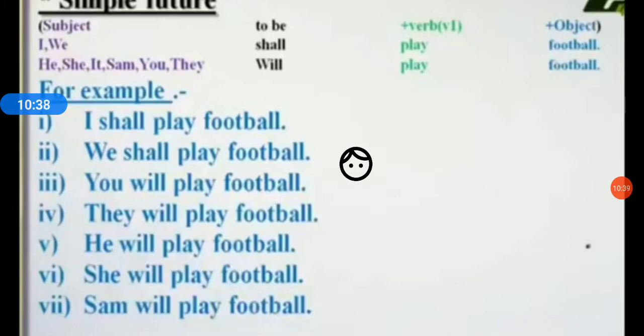Now, see these first two examples, children. I have used shall in these two examples with subject I and with subject we. So, we use shall with I and we. In spoken English, we can use will also, but when it comes to writing, grammatically only shall is correct with I and we.